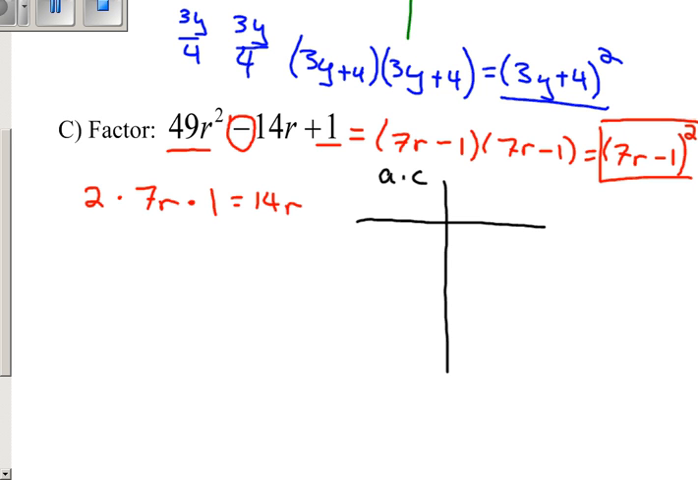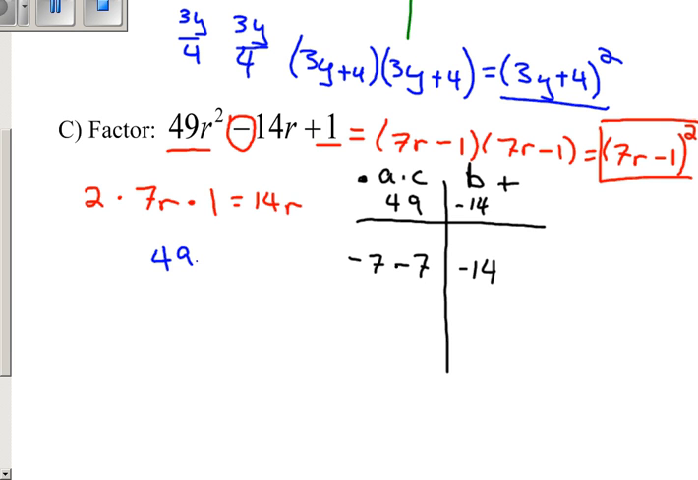A times C, 49 times 1 is 49. B is negative 14. What multiplies to be 49 and adds to be negative 14? Again, you can list all the factors. It's 1 and 49, and negative 7 and negative 7. Negative 7 times negative 7 is positive 49, and it adds to be negative 14. So those are my two factors.